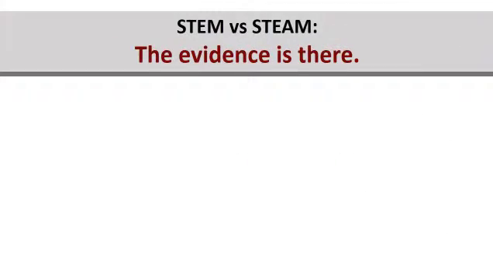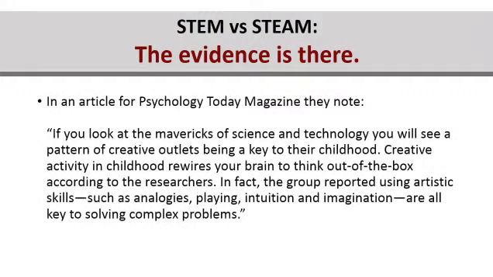The evidence is there. In an article for Psychology Today magazine, they note, if you look at the mavericks of science and technology, you will see a pattern of creative outlets being a key to their childhood. Creative activity in childhood rewires your brain to think out of the box, according to researchers. In fact, the group reported that artistic skills such as analogies, playing, intuition, and imagination are all key to solving complex problems.